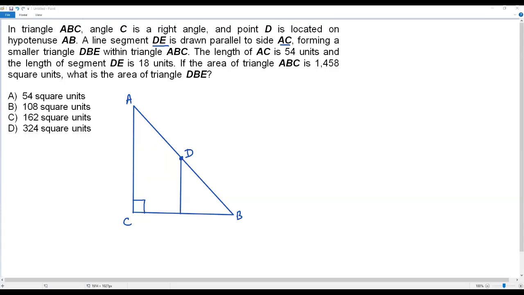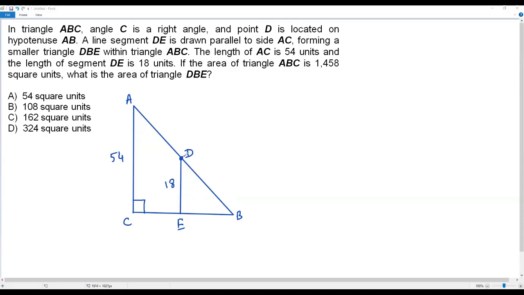So I have drawn the line segment DE over here, and this line segment DE is parallel to AC according to the information we have in the question. And it forms a smaller triangle DBE within the triangle ABC. The length of AC is 54 units and the length of the line segment DE is 18 units. And now we have the other information. The area of the bigger triangle is 1458 square units. We have to find the area of this smaller triangle DBE.